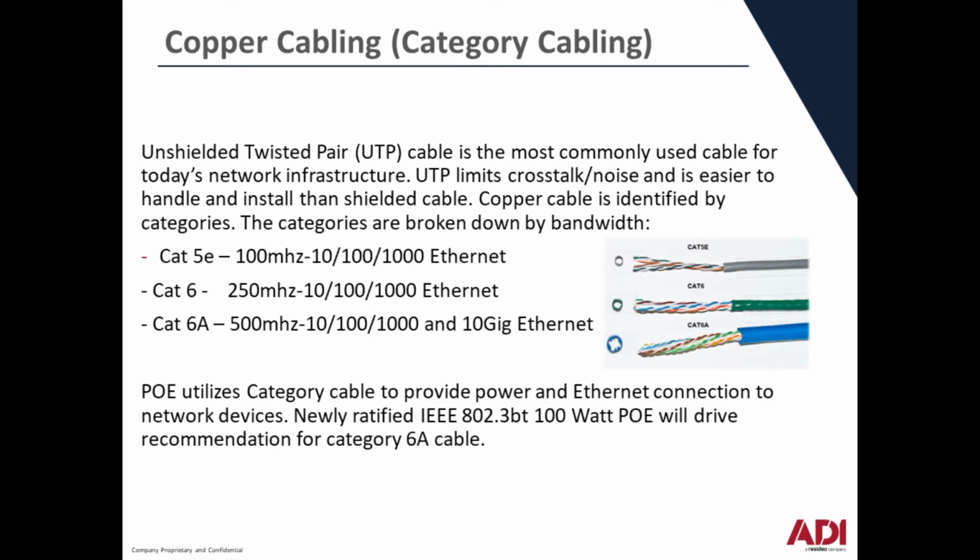Power over Ethernet utilizes category cable to provide power and Ethernet connection to network devices. The newly ratified IEEE 802.3 100 watt standard will certainly be driving the need for more Category 6A cable to support these installations.